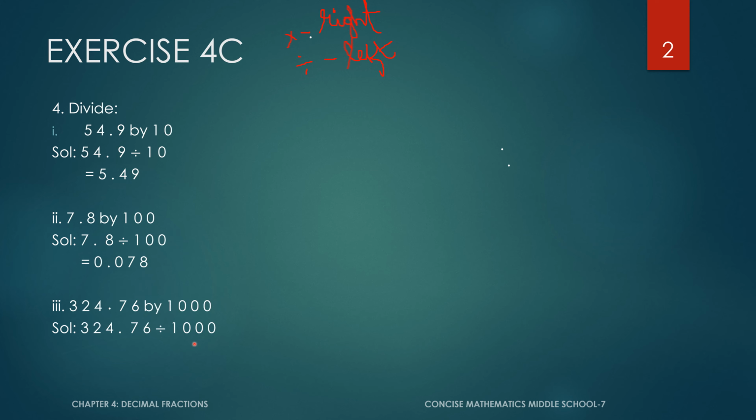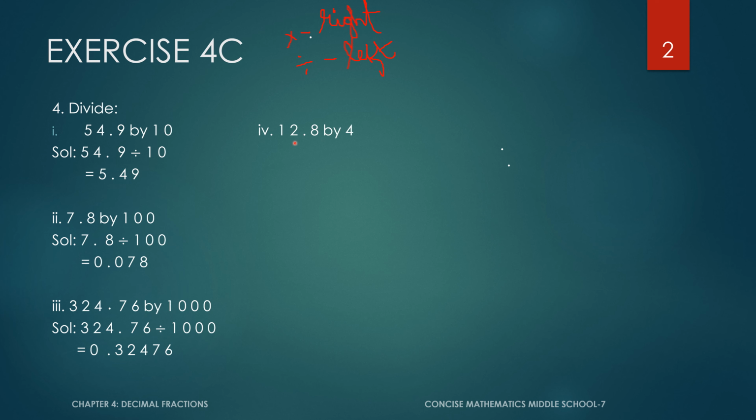Now just divide it by 1000. For this 1000 you are having 3 zeros, right? So the point is over here. So move it 3 places towards the left side. For multiplication you have to move right side. 1, 2, 3. That means 0.32476 is the answer.